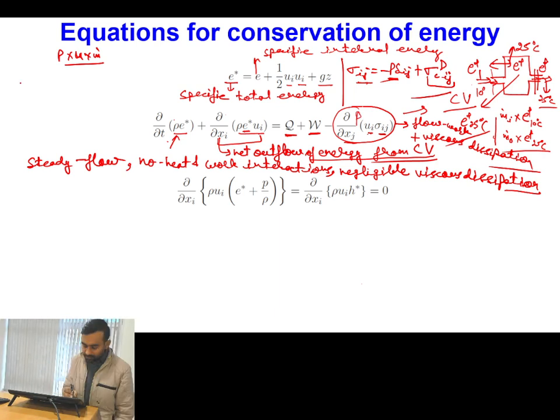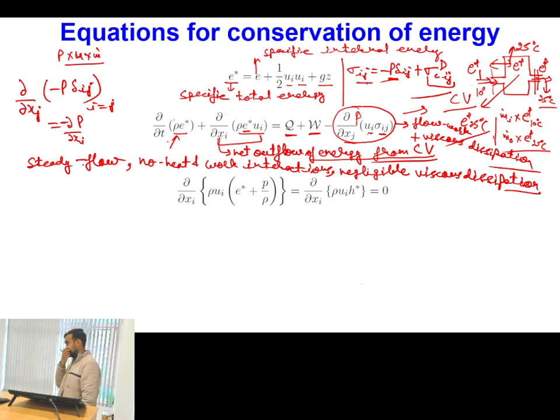What I have here, you see, is del by del xj and minus P into delta ij. Delta ij will be 1 only when i is equal to j. So I can write this term as del by del xi into P, minus del P by del x. Is this one clear? Sorry, ui will also come into the picture.